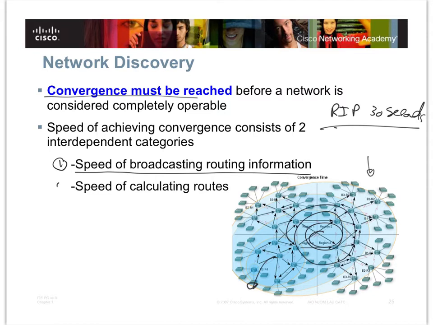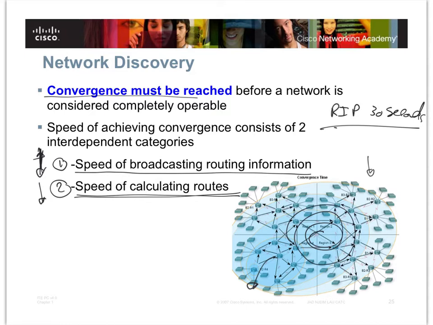Okay. Number two is the speed of calculating the routes. The speed of calculating the routes depends on the algorithm and how simple the algorithm is. For distance vector routing protocols, the speed of calculating the routes might be high, which is good. But the speed of broadcasting routing information is low. And that's why the time to convergence for distance vector routing protocols is very high. It's a very, very large time. And that's why distance vector routing protocols are good for reasonable sized networks, not for very large networks. Okay?